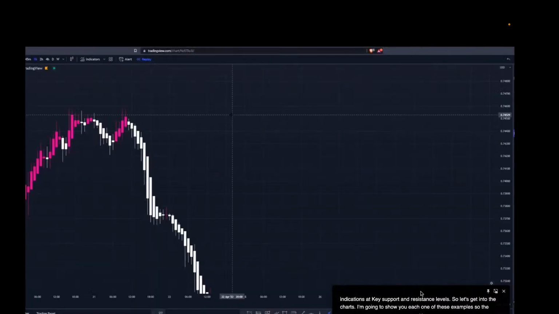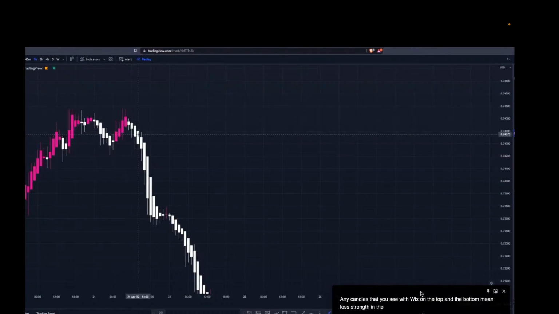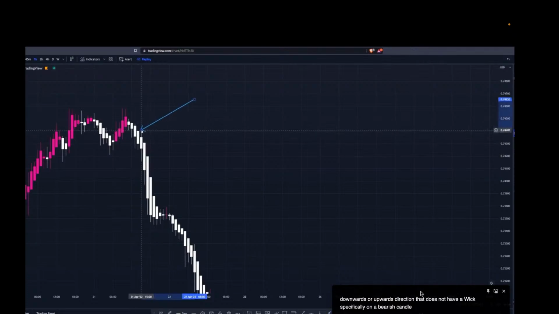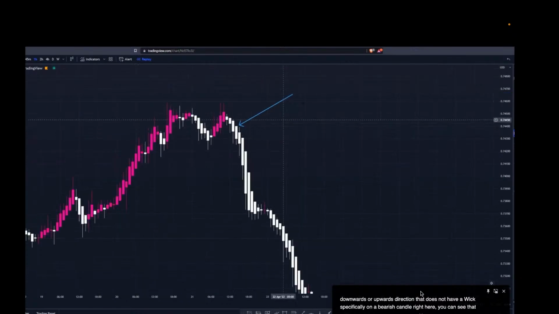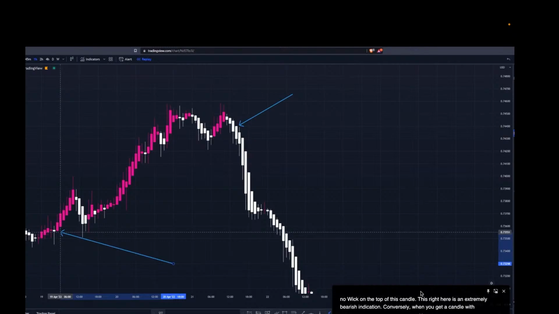So the two main benefits of using Heikin Ashi candles is being able to see when the momentum starts at the strongest point of the new trend. Any candles that you see with wicks on the top and the bottom mean less strength in the movement. But when you get a candle in the downwards or upwards direction that does not have a wick, specifically on a bearish candle right here, you can see that there is no wick on the top of this candle. This right here is an extremely bearish indication. Conversely, when you get a candle with no wick on the bottom, that is a very bullish indication.